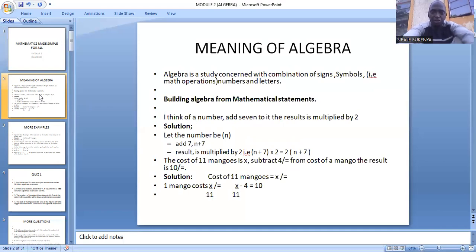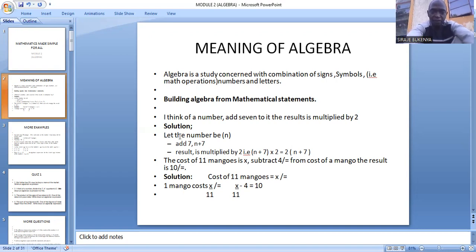If we build algebra from word statements, I can say, I think of a number, add 7 to it, the result is multiplied by 2. How do you write that? We're talking about a number, say let the number be n. If you add 7 to it, it will be n plus 7, as you see in this illustration. Then the result is multiplied by 2, which means n plus 7 in brackets times 2, that is 2 times n plus 7. That's how you can write it.